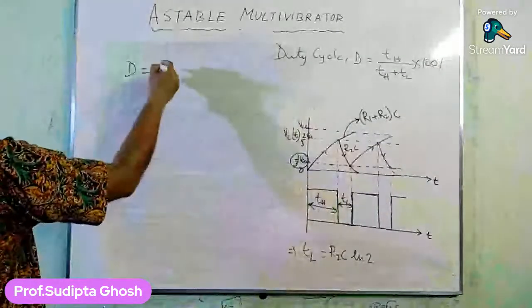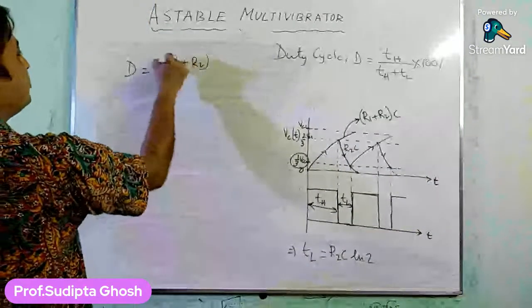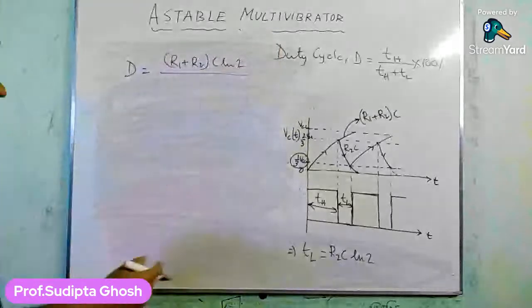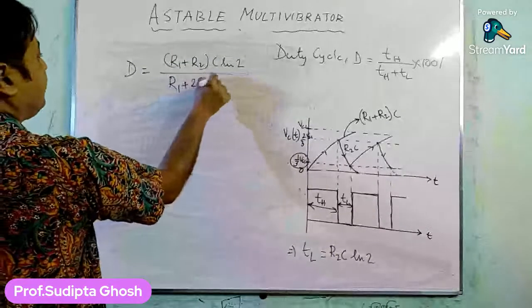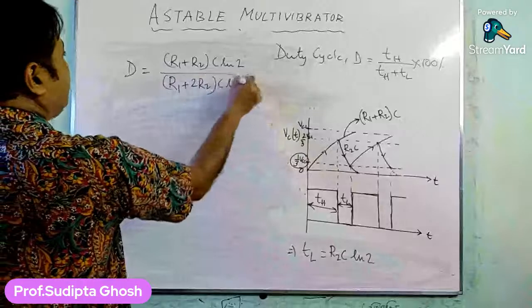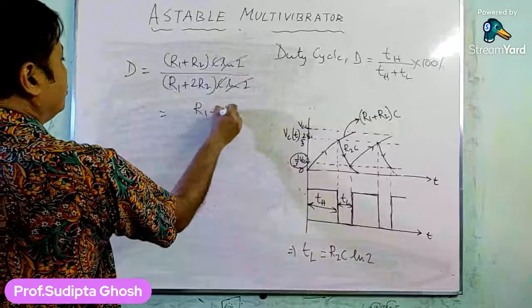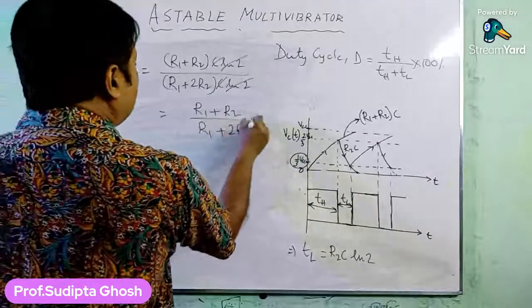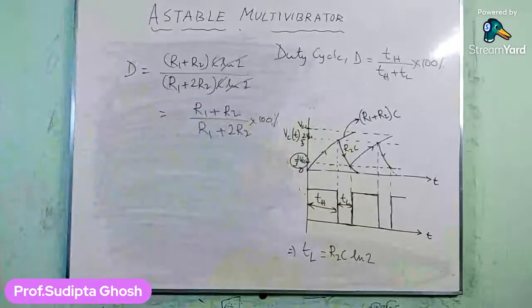So duty cycle is TH divided by TH plus TL, which means (R1 plus R2) into C ln 2 divided by TH plus TL. TH plus TL means (R1 plus 2R2) into C ln 2. Just cancelling these values, we have (R1 plus R2) divided by (R1 plus 2R2) into 100%. So it is a fractional value, it is a percentage value we always get.